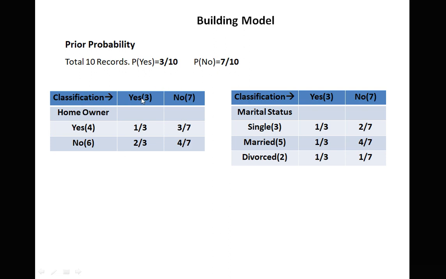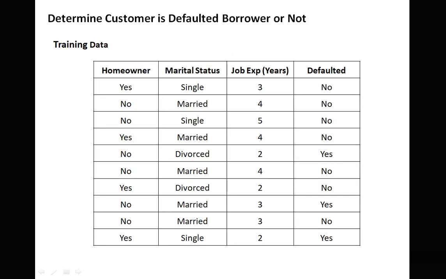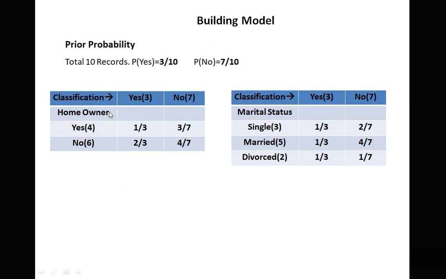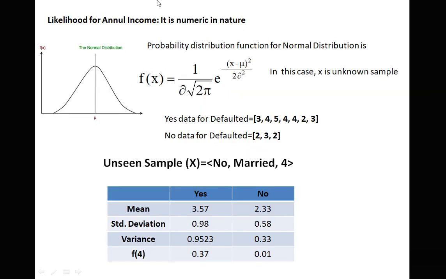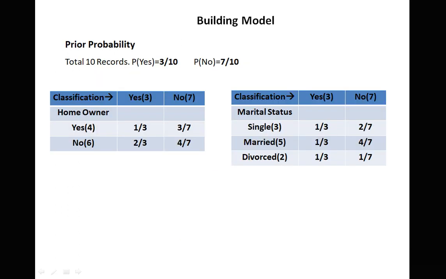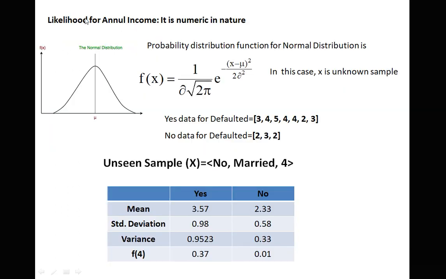Using the conditional probability, we can develop this table. In the homeowner, two ways are there, yes or no. And yes, this is our final classification label. We count how many times yes and yes is present, yes no present, no yes present, and no no present. So this is a combination. And similarly in marital status, three ways are there: single, married, and divorced, and yes and no categories. So we can write down these values using the conditional probability. Now we will check for the job experience. This is the likelihood for the job experience, which is numeric in nature.